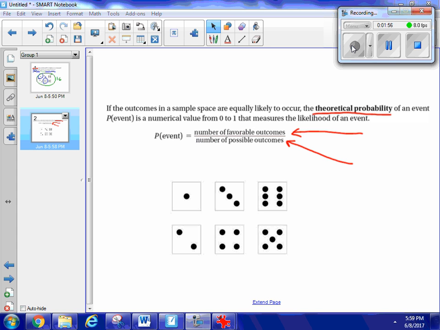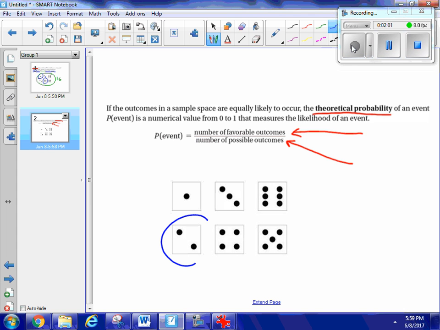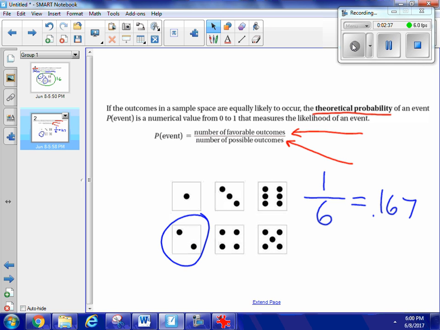I would like to know the probability of rolling a 2 on any given roll of the dice. Well, my favorable outcome is a 2, and that can happen one time in any particular roll. But the possible number of outcomes that I have is 6. I could roll a 1, 2, 3, 4, 5, or a 6. So my probability is 1 out of 6, and if I make that into a decimal, that is a 0.167 probability.